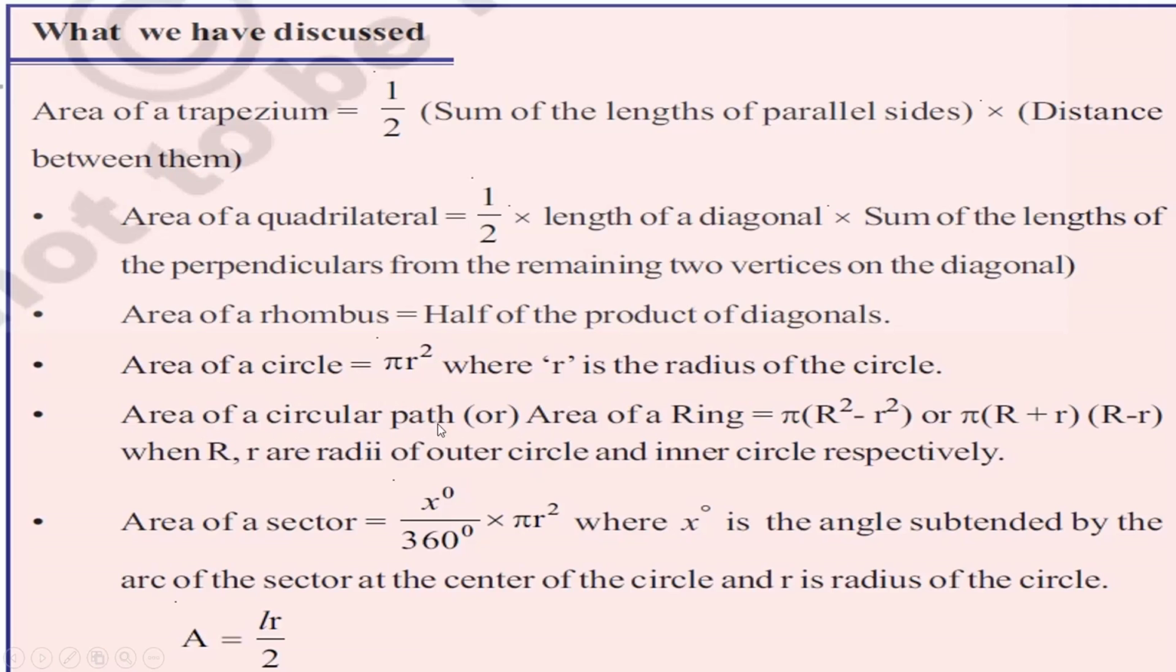Area of a circular path or area of a ring is pi into R square minus r square, or pi into R plus r into R minus r, where R and small r are the radii of the outer circle and inner circle respectively. Area of sector is x degrees by 360 degrees into pi r square, where x degrees is the angle subtended by the arc of the sector at the center of the circle and r is the radius of the circle.